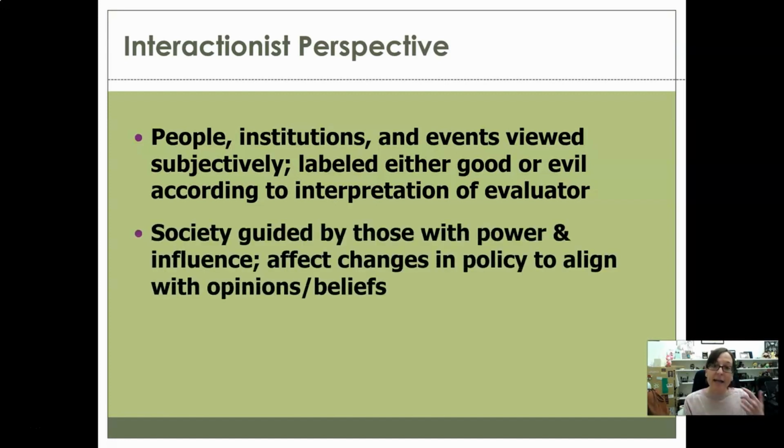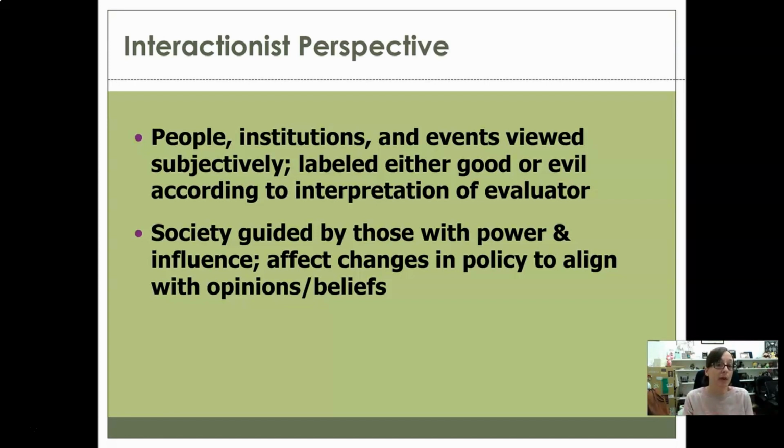So society is guided by those with power and influence still. So in this way, it's kind of a little bit more along the lines of the conflict perspective, but it affects changes in policies, similar to the conflict perspective, in that they want those policies to align with their opinions and their beliefs, but it's not about holding power. It's more about how they see society as what society needs. And so they're not in conflict with one another, but they're driven by the morals of who we look up to.